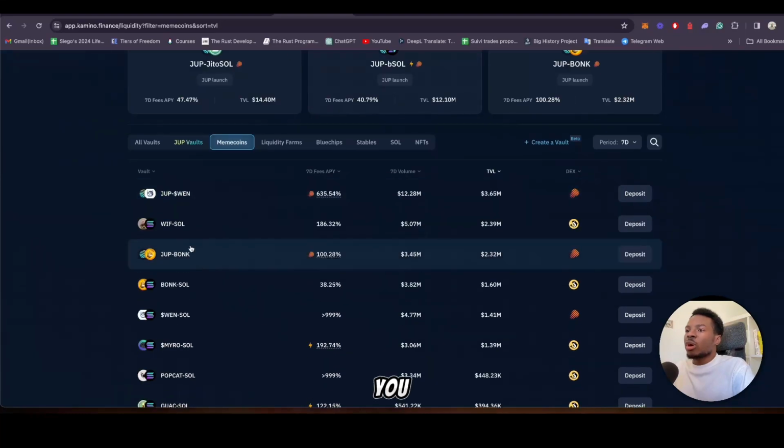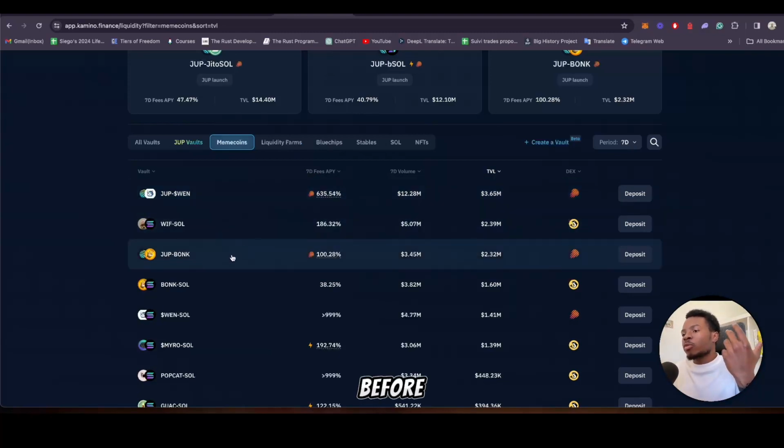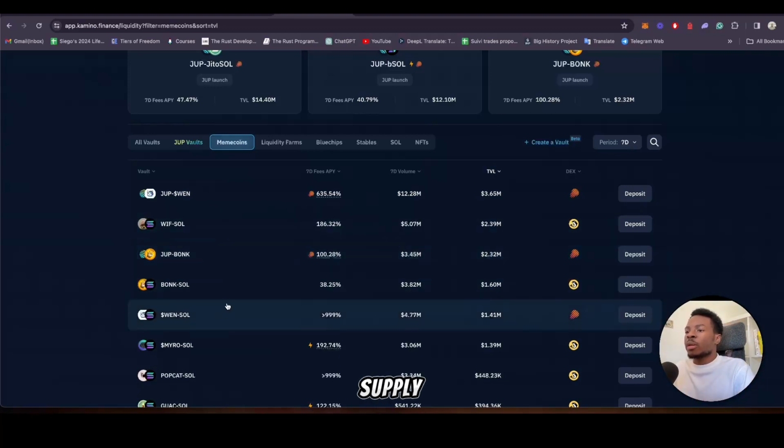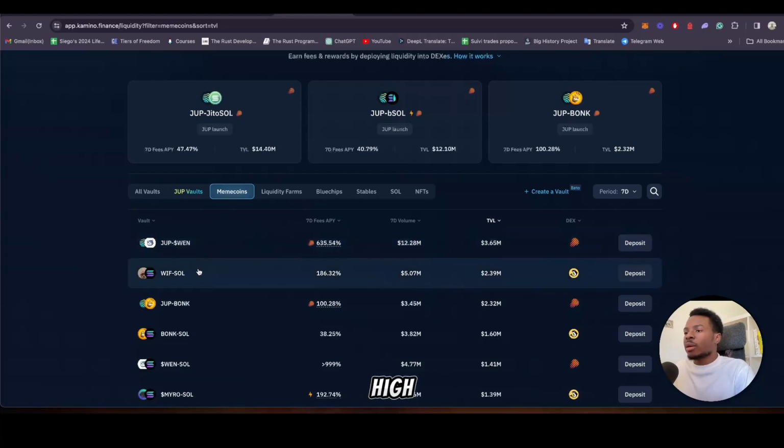So if you have some Jupiter and some WEN token, you can come and deposit in this pool. While holding the coins, you're also earning some liquidity fees from people trading using the liquidity that you supplied. The reason why liquidity yields for meme coins are usually high is because there's a high risk of decoupling between the different assets, and a high risk of you suffering some impermanent loss, right?